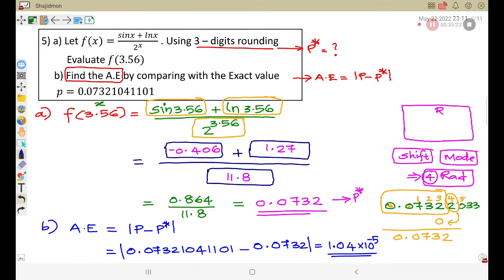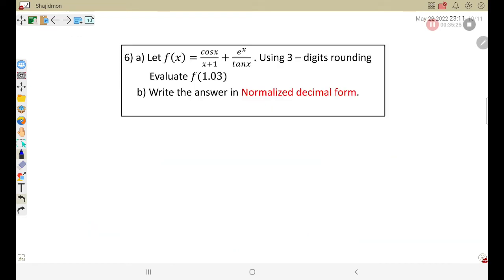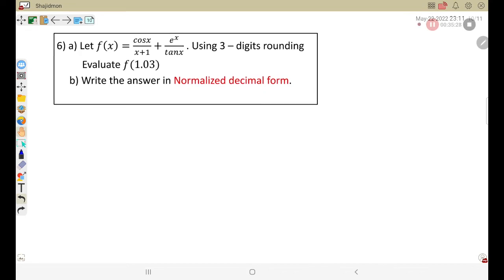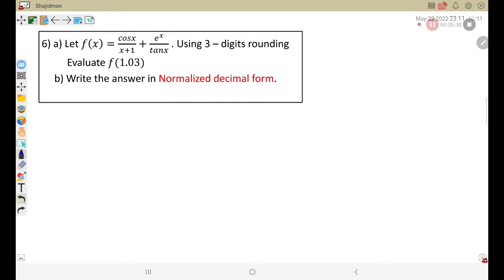Now we will go to the last question. Question number 6. Let f of x equal to cosine x over x plus 1, plus e power x over tan x. Use 3 digits rounding. Evaluate the f value at 1.03. 3 digits rounding means we need to calculate P star, using 3 digits rounding. After that, write the answer in normalized decimal format. This is the B part of the question.